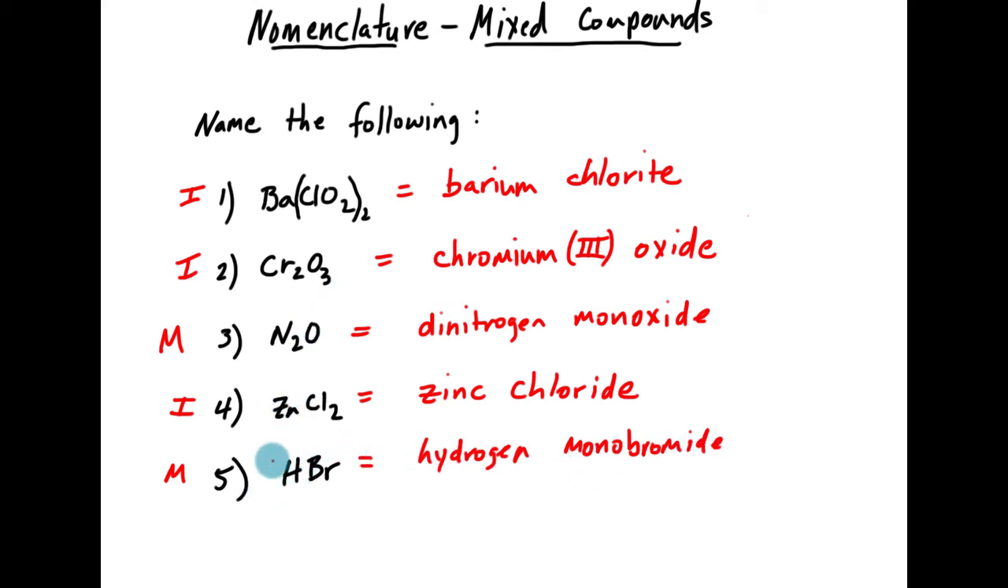Now, I don't necessarily say don't use the acid names here, so if you thought of that as an acid, I could see how you could think that this is either a molecule or an acid. That kind of makes sense. So if you wanted to call that, let me write that properly, hydrobromic acid, that would be acceptable too.